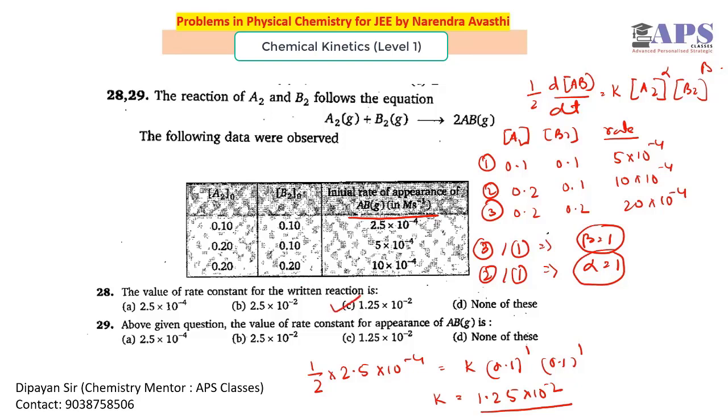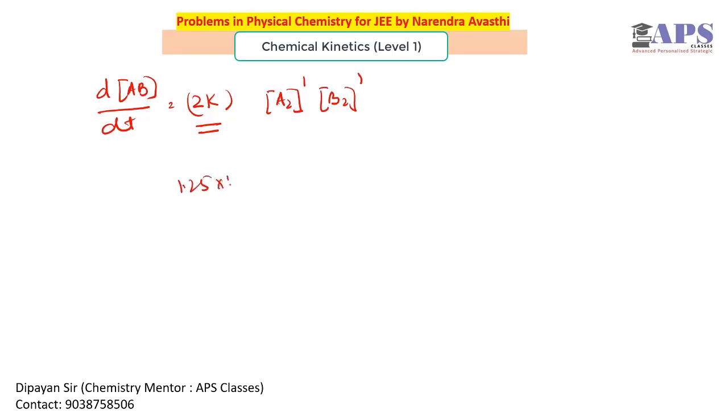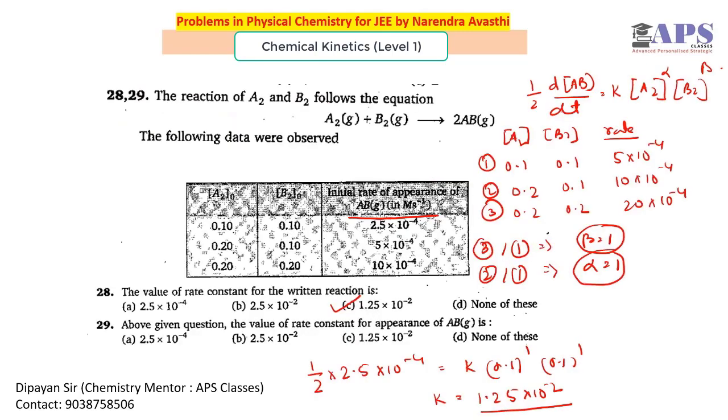Now, in the second part of this question, we have to calculate the rate constant for the appearance of AB. So d[AB]/dt equals 2 into k, times A to the power 1, B to the power 1. So the rate constant is nothing but double the initial rate constant. So 1.25 into 10 to the power minus 2 multiplied by 2, that is 2.5 into 10 to the power minus 2, will be the correct option. So for question number 29, 2.5 into 10 to the power minus 2 will be the correct option, that is option B.